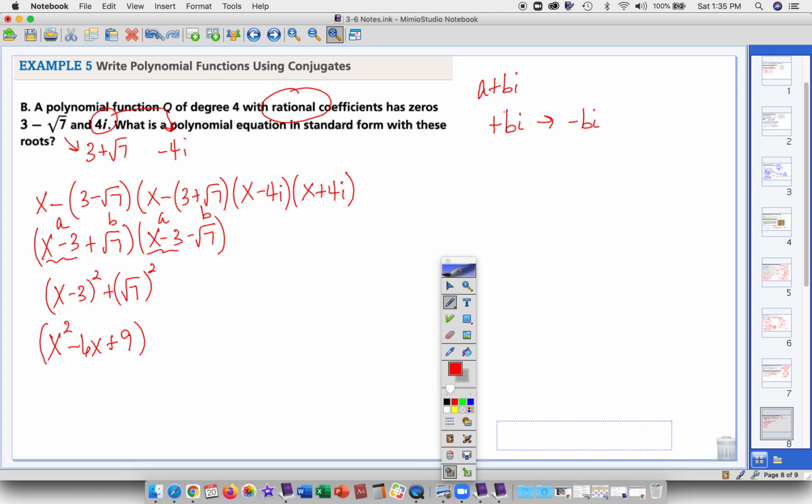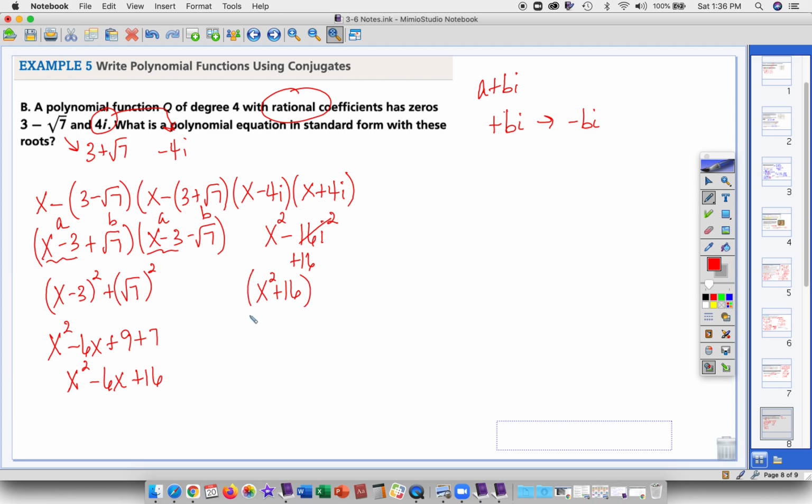Oh, I made this parentheses there. And then the square root of 7 squared is just plus 7. So I get x squared minus 6x plus 16. From these, when I multiply the factors with the imaginary roots, I get x squared minus 16i squared. Remember, that becomes plus 16, so it's x squared plus 16.